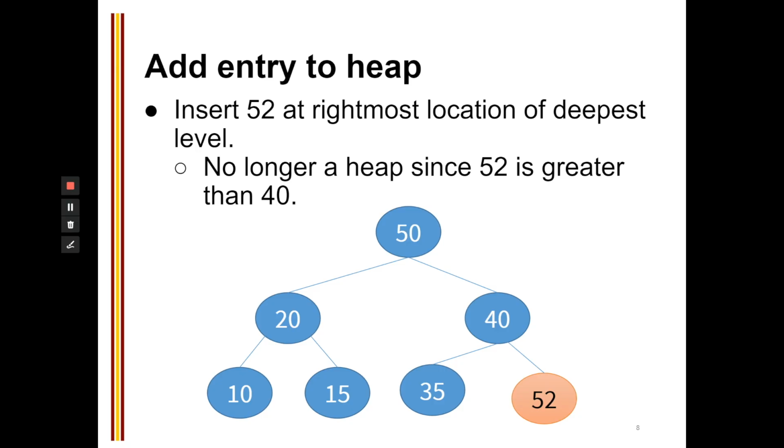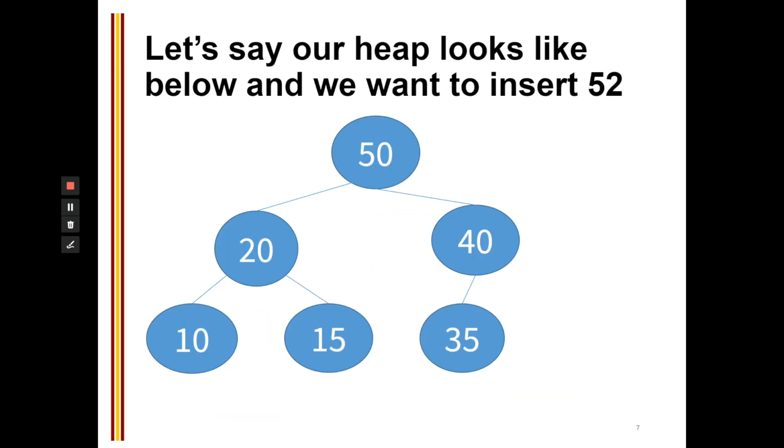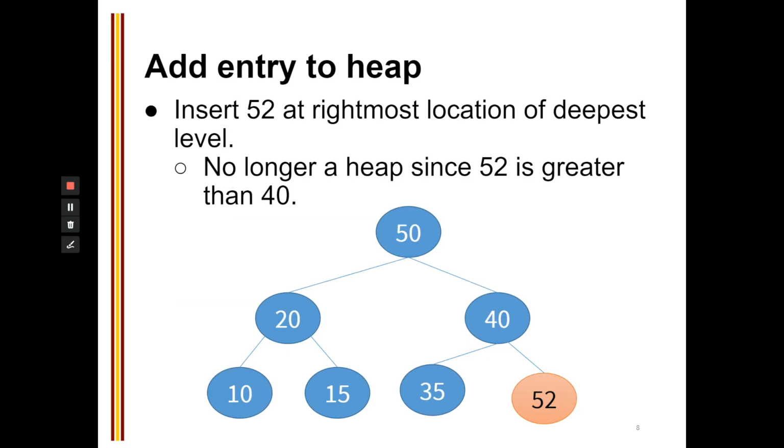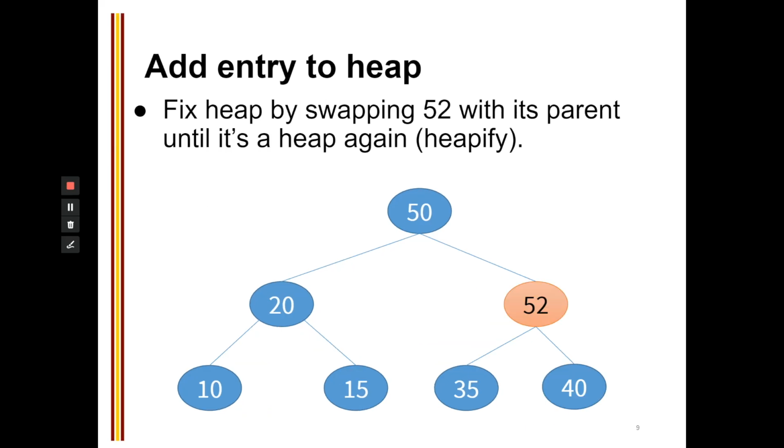So there we go. But now that we've done this insert, this is no longer a heap. We had a heap here, but once we threw in that 52, this no longer was a heap because 52 is greater than 40. Oh, geez. So what do we do? You fix it by swapping that parent and that child. So now 52 and 40 swap, and we're good. And then you check, is it a heap yet? Well, 52 is greater than 35 and 40, but 52 is not greater than 50. So you continue this process.